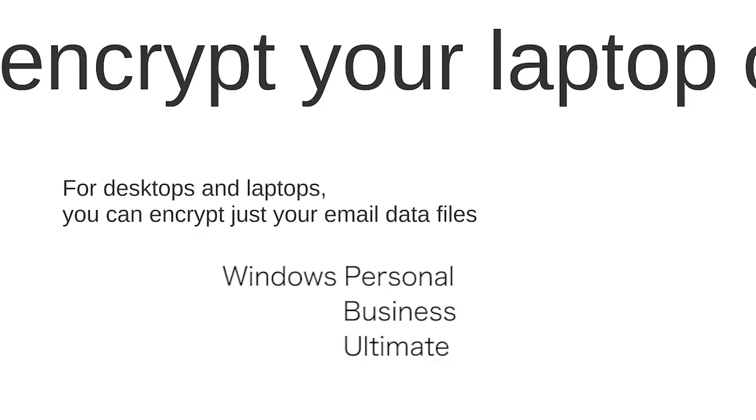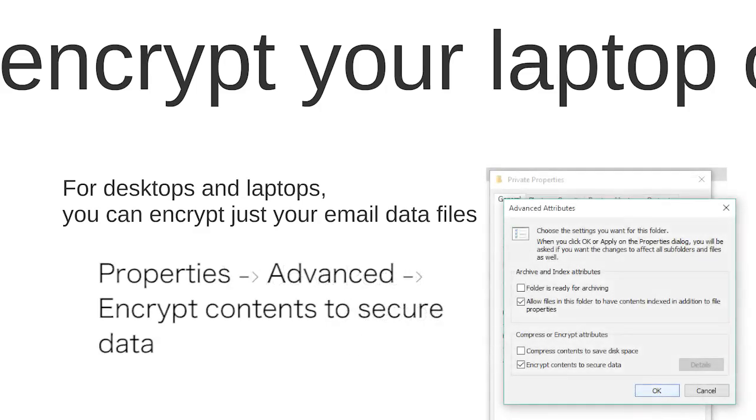First, find the files that your email client uses to store your email messages. And once you've determined where your email client stores your data, right-click on the files or the folder that contains them, select Properties, Advanced, and select Encrypt Contents to secure data.